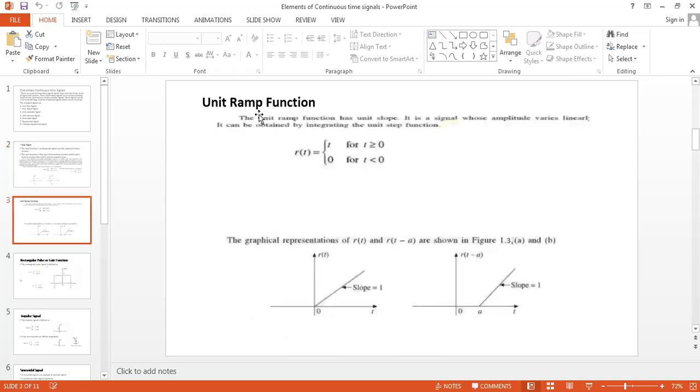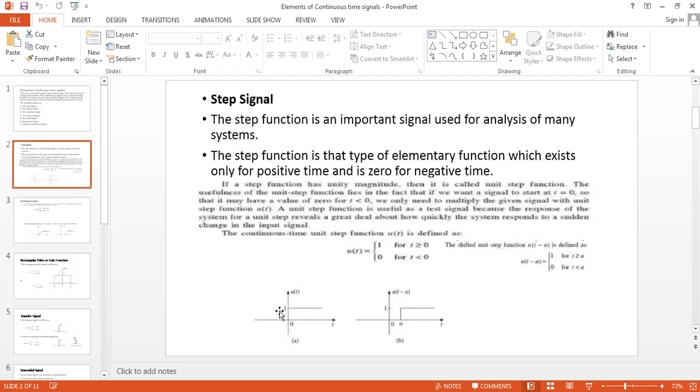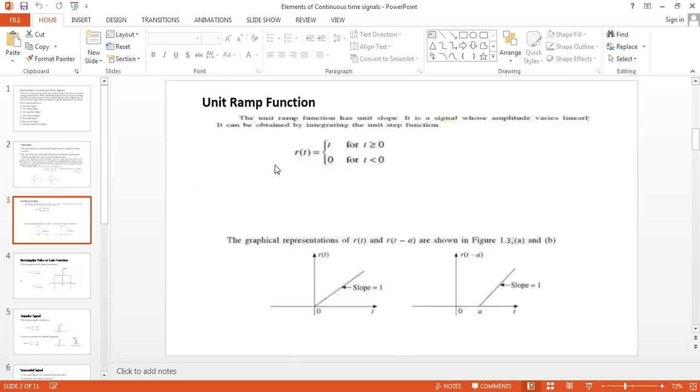Next signal, unit ramp. The unit ramp signal has a unit slope. It has an amplitude that varies linearly. It may be obtained using a formula R of t. Since here it is unit step, so u. Here it is ramp, so it is R.